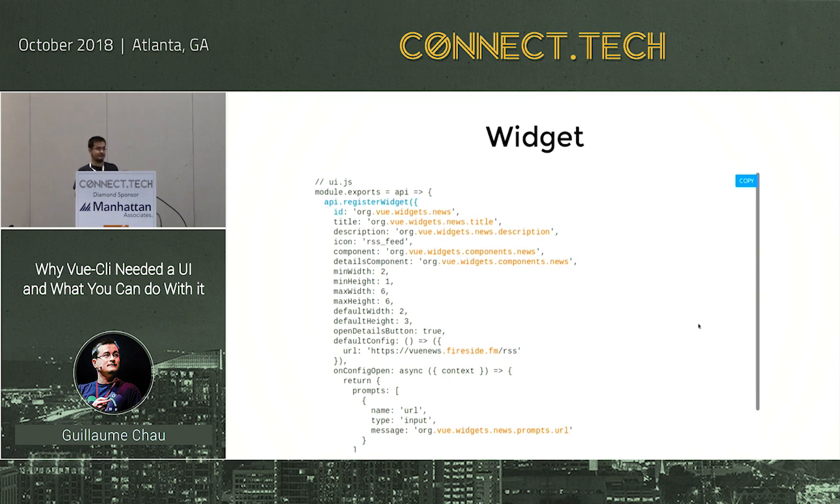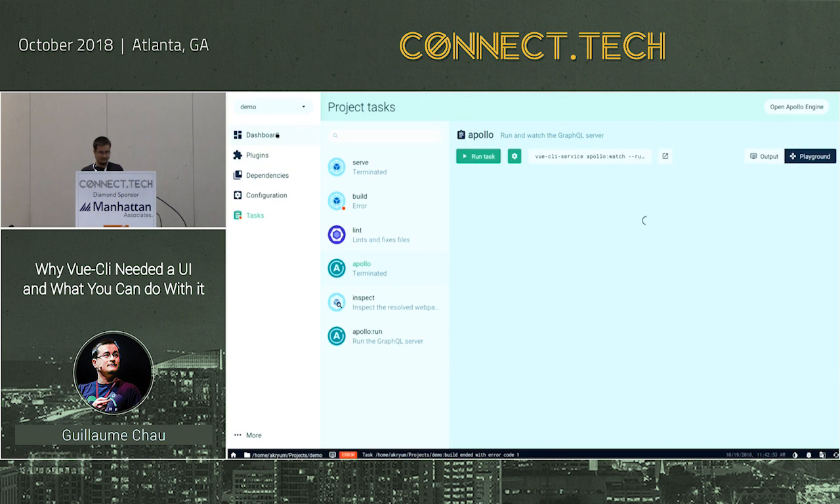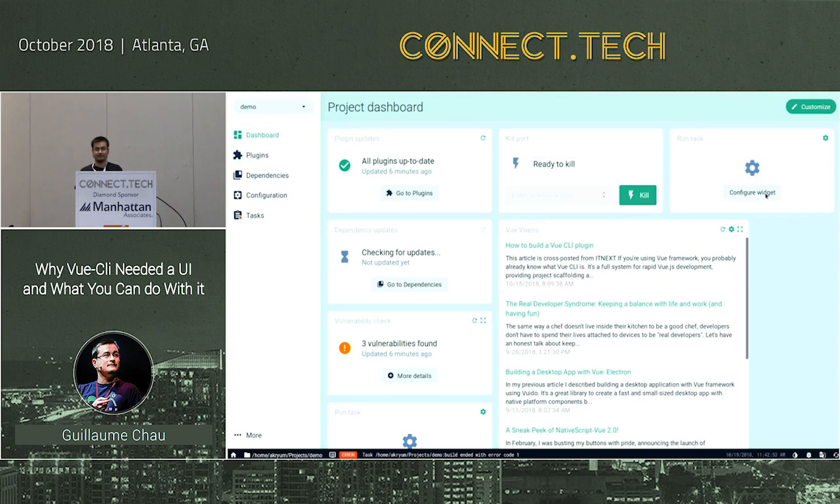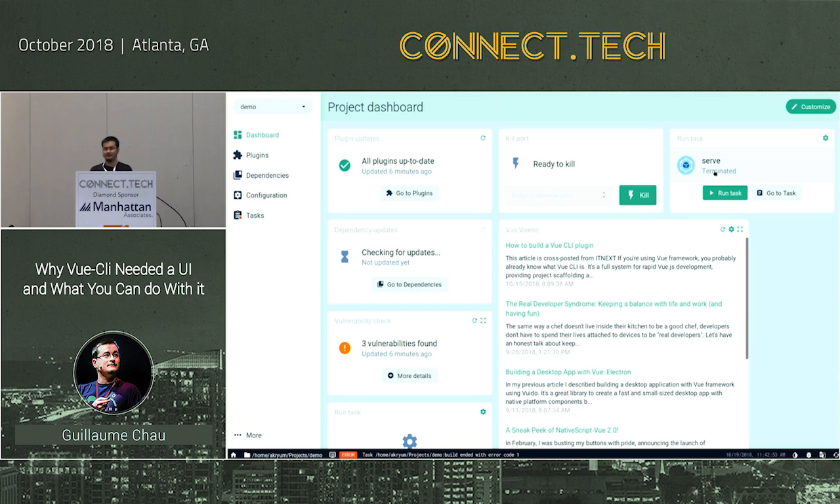And also you can write widgets for the dashboard. Here, all of those widgets are using a public API. So everything you see, you can do using your own plugins. For example, here's a task shortcut. I can select a task, and then I have a nice little shortcut for tasks, so that you can easily run the common tasks directly from the dashboard.